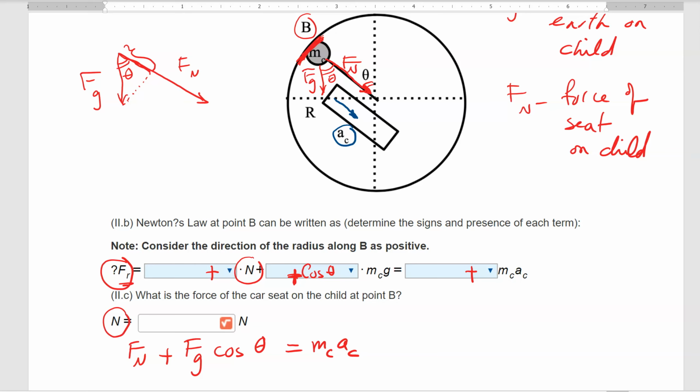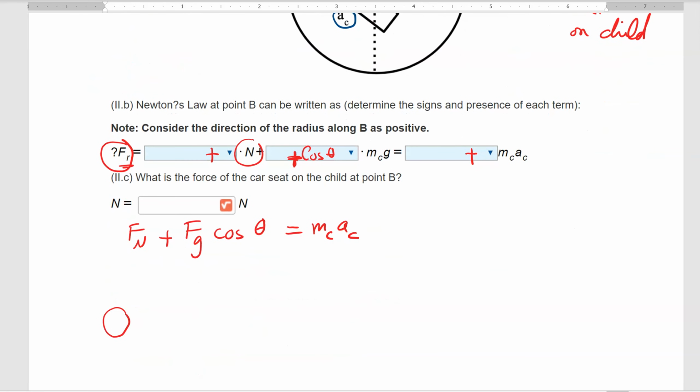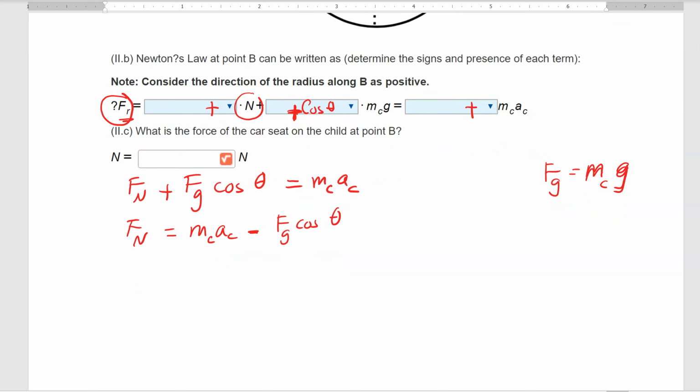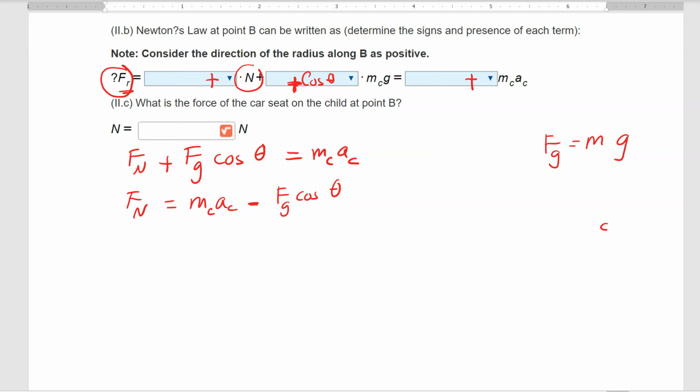Again, they're asking us to solve for the normal force, so we really just need to isolate the normal force. And that means here is Fn, move everything else to the other side. Here is Mc Ac minus Fg cosine theta. Now remember, Fg is always equal to mass times the acceleration of gravity, which in this case is the child's mass, right? So I'm going to substitute that.